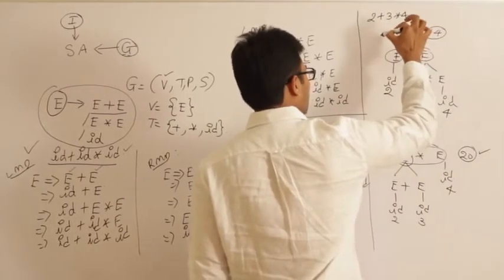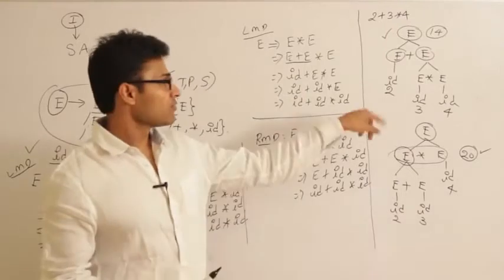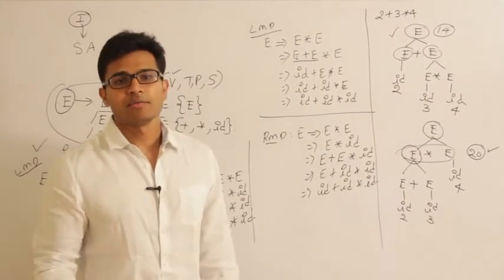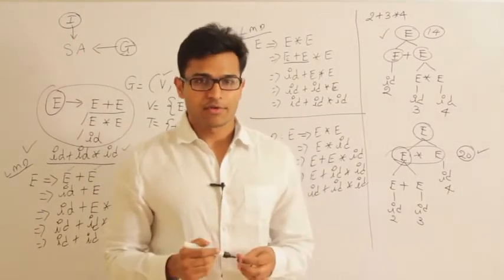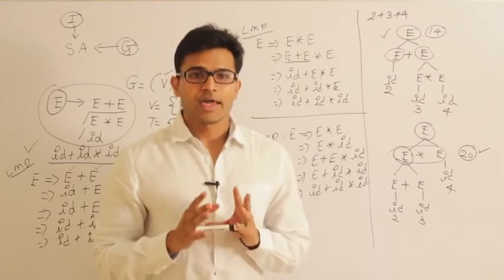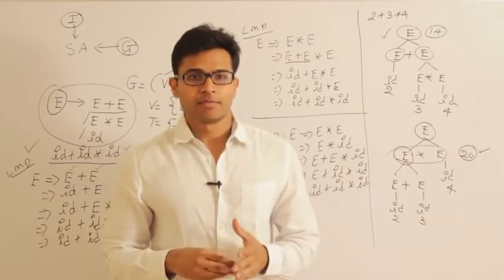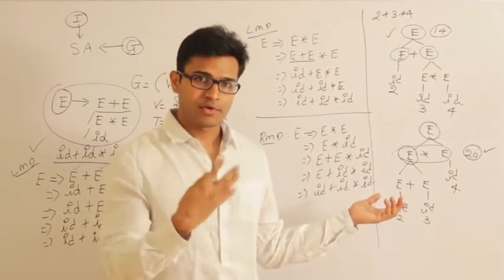So which is right? Therefore, the confusion with the parser is when you have more than one parse tree, the parser doesn't know which parse tree to use. So almost every parser, except one parser, we shall see it later, will not allow ambiguous grammars. If there is any ambiguity in the grammar, we have to convert it into unambiguous grammars.